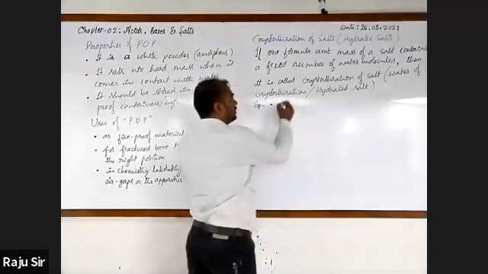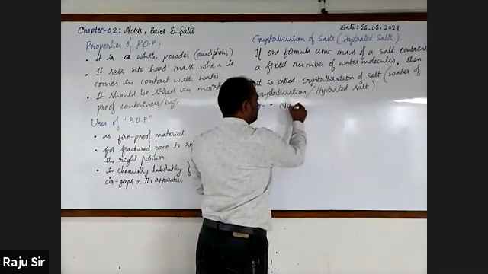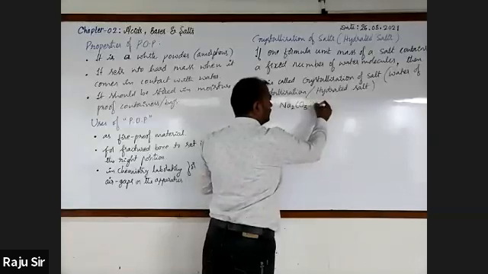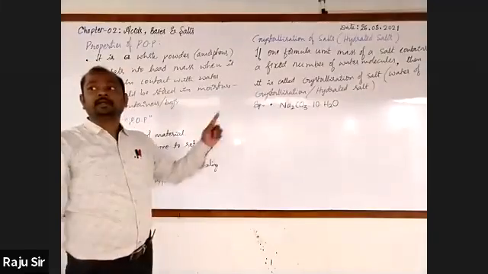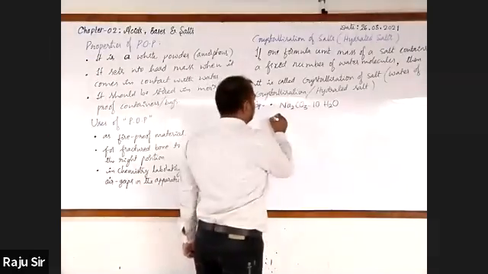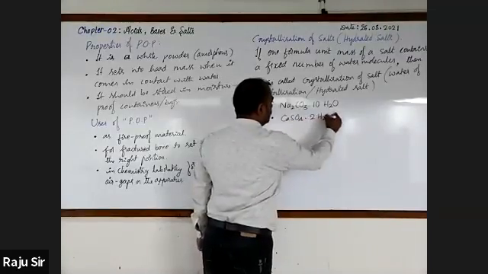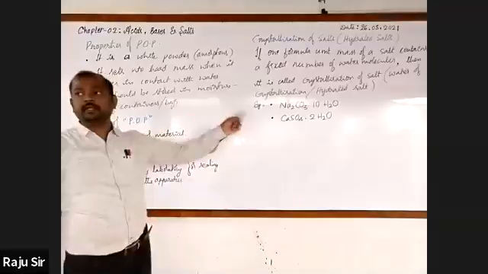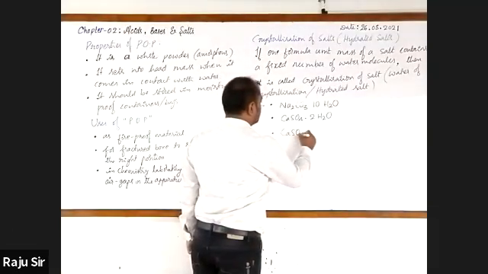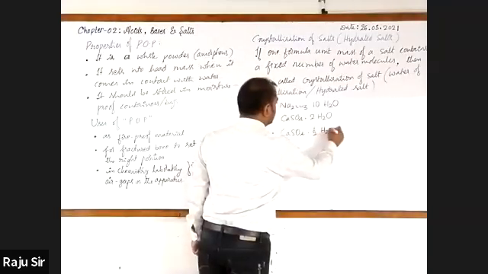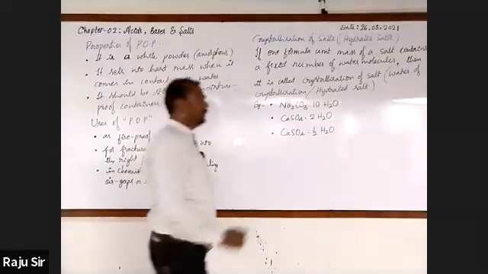Which we are very familiar with. One is washing soda, Na2CO3.10H2O, sodium carbonate decahydrate. Then CaSO4.2H2O, calcium sulfate dihydrate, which is called gypsum. CaSO4.1/2H2O, calcium sulfate hemihydrate, which is called POP.